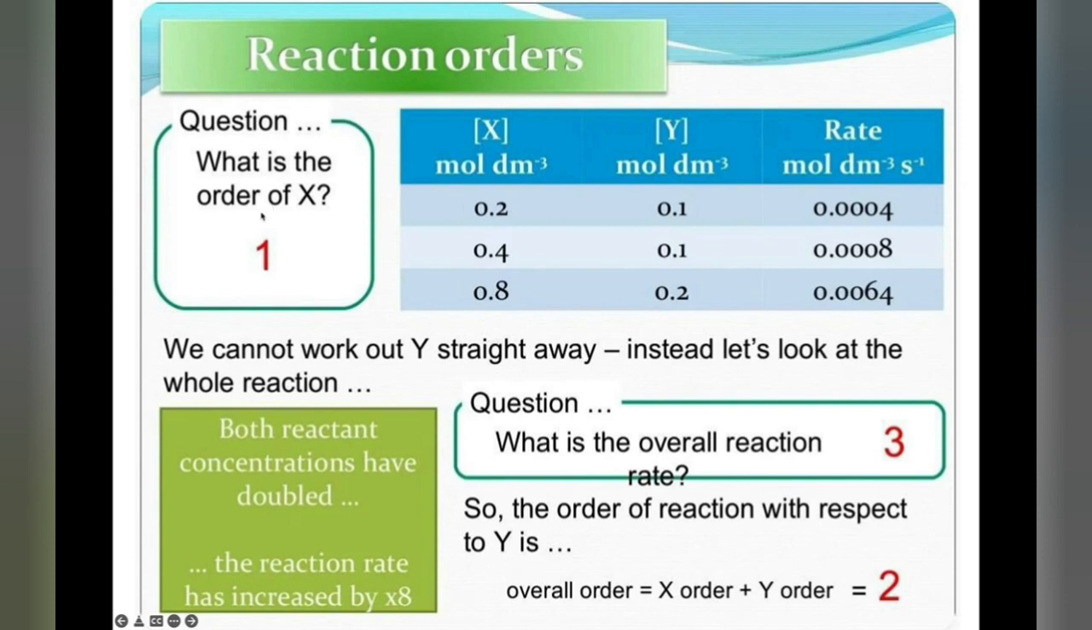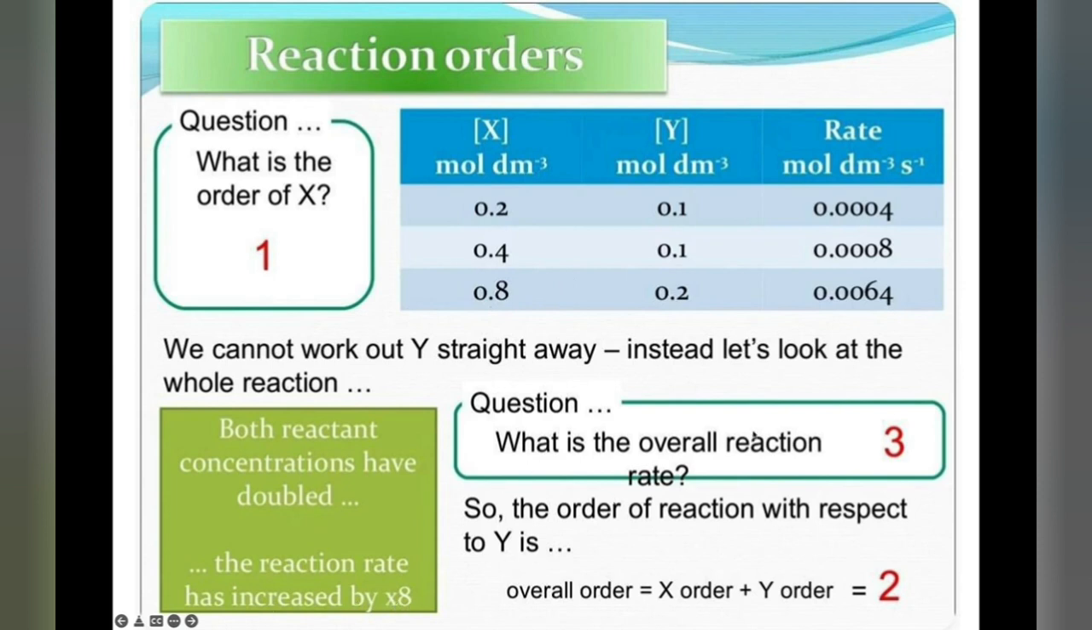Now what is the order of X we can know from here. If the order of X is 1, then we cannot find out the order of Y in a straight way. For that you have to look at the whole reaction. We can see that both reactant concentrations have doubled and the reaction rate has increased by 8 times.